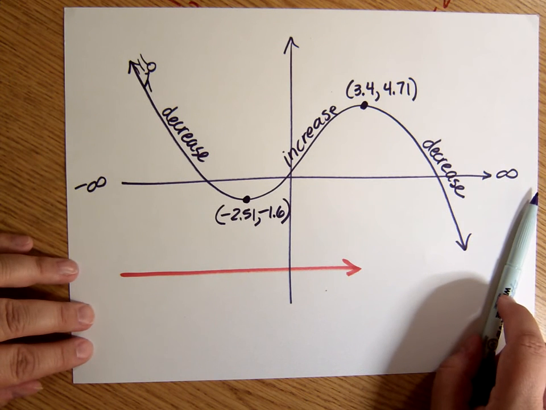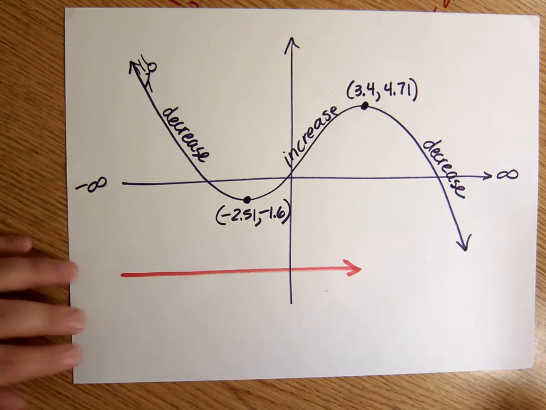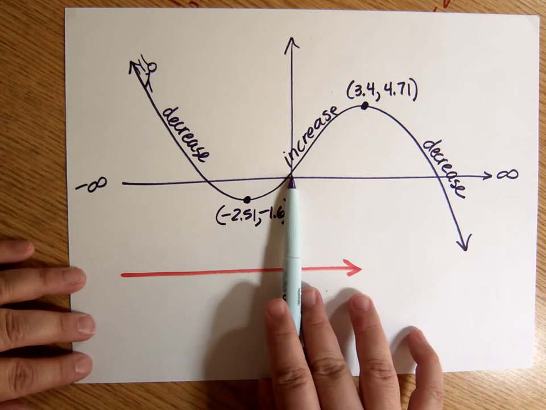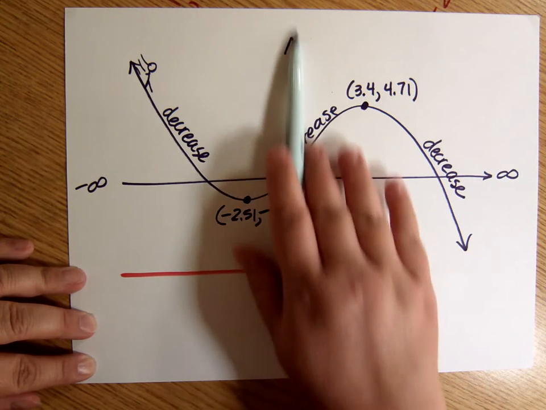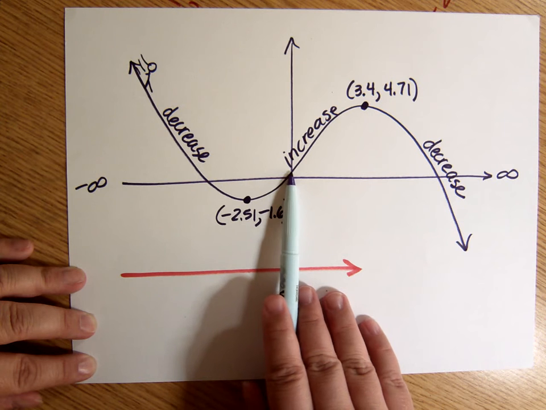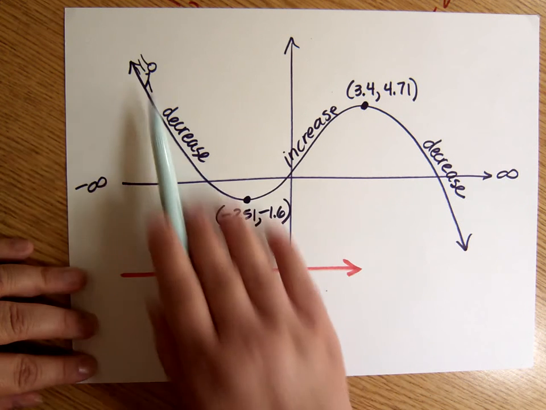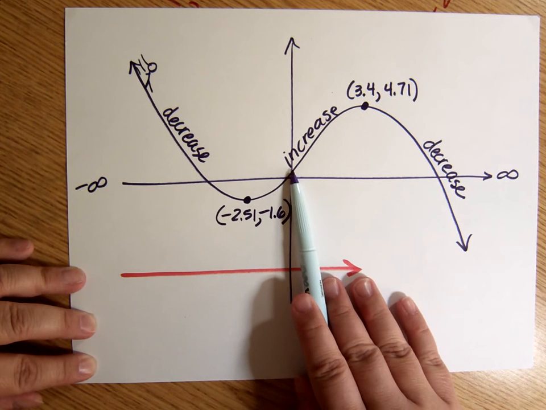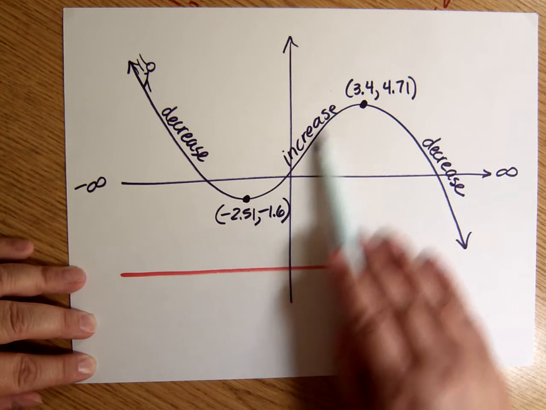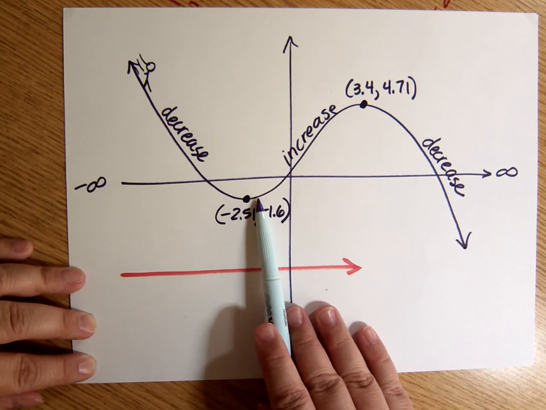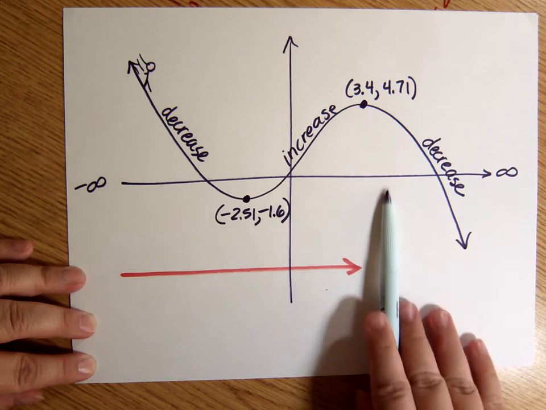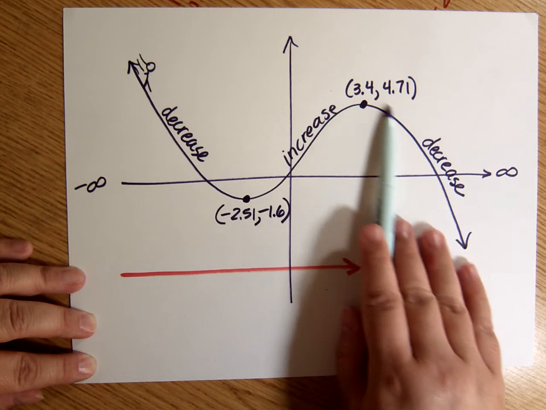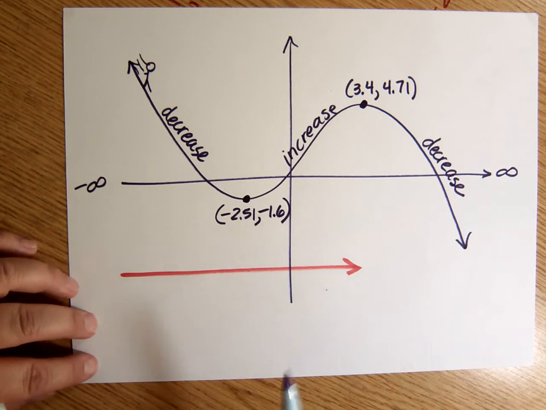Another reason is, let's put it this way. Let's look at, for instance, x equals 0. When x is equal to 0, which is a vertical line, what's happening? Well, it looks like the graph is increasing there. In other words, when the graph crosses the point where x is 0, it's in a period of increase. What is the graph doing when x is 4? Well, here's 3.4, so 4 would be somewhere in here. It's decreasing there. When x is 4, it's decreasing. All right, so we can say that.